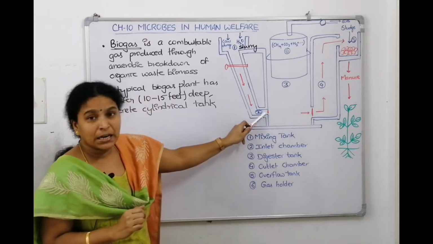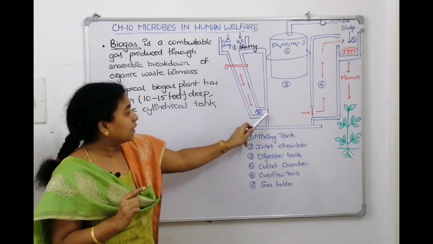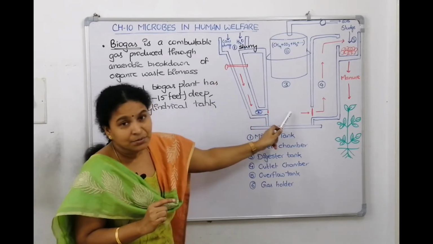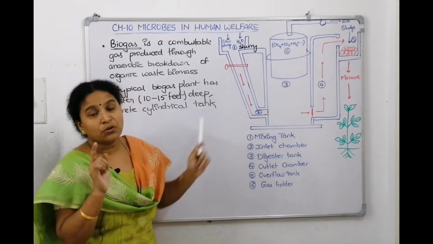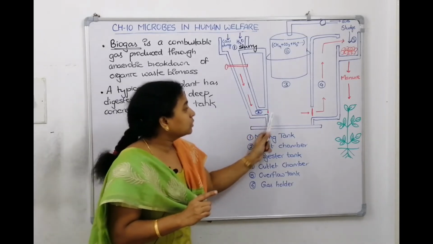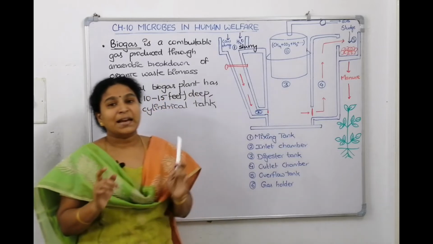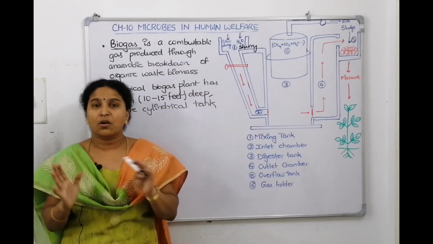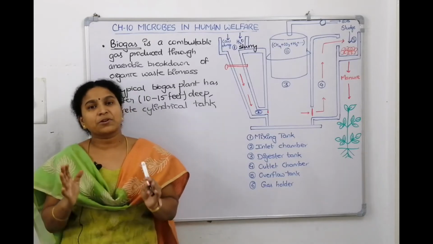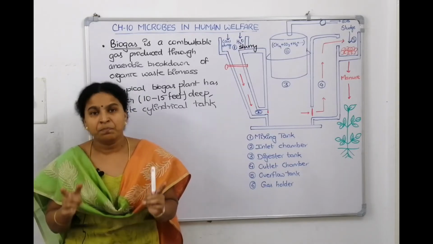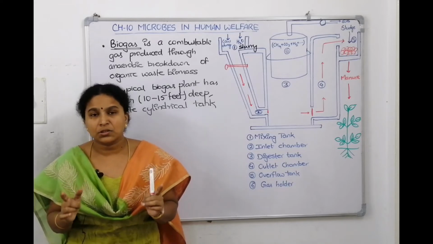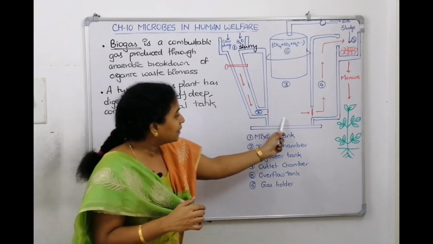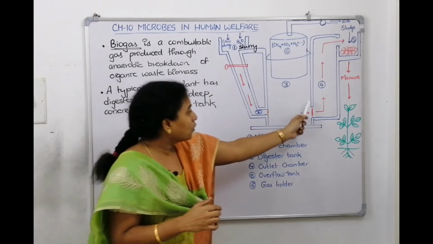Only when you open this inlet valve does the slurry come into the digester. After the slurry comes in, you close it. You need to ensure that the inlet valve is closed and the outlet valve is also closed. Then only are anaerobic conditions maintained. Then only can microorganisms convert the organic matter into biogas, because gas always comes with fermentation. Fermentation is an anaerobic process. So that is why they usually keep it as an airtight chamber, and as soon as they enter the slurry, they close it. The outlet will also be closed.